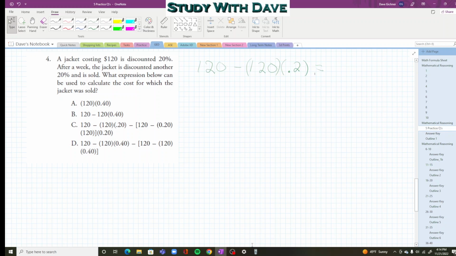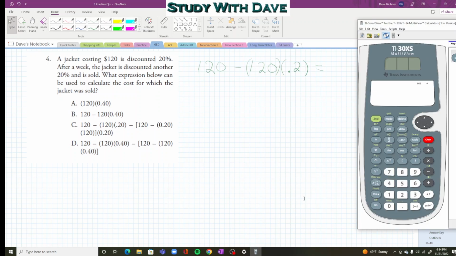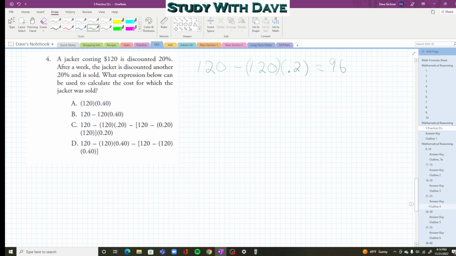Let's bring out our TI-30 calculator, and we're going to say 120 minus 120 times 0.2. And I don't need parentheses because the calculator should do the multiplication first. It should be 96. Okay, so what does that mean? That means that at 20% discount, this thing is going to cost us 96 bucks. But it's not asking that. It's asking, so we're going to discount another 20%.